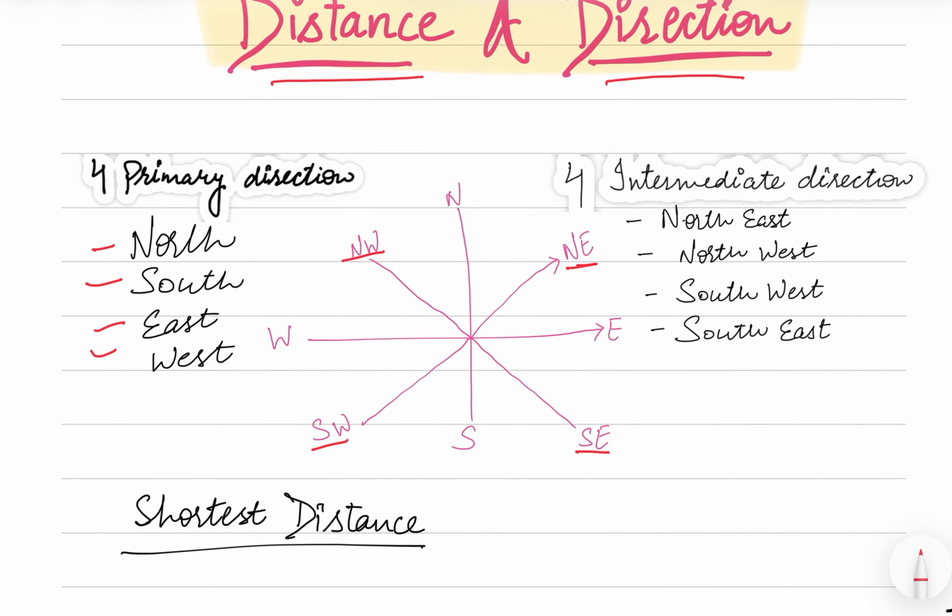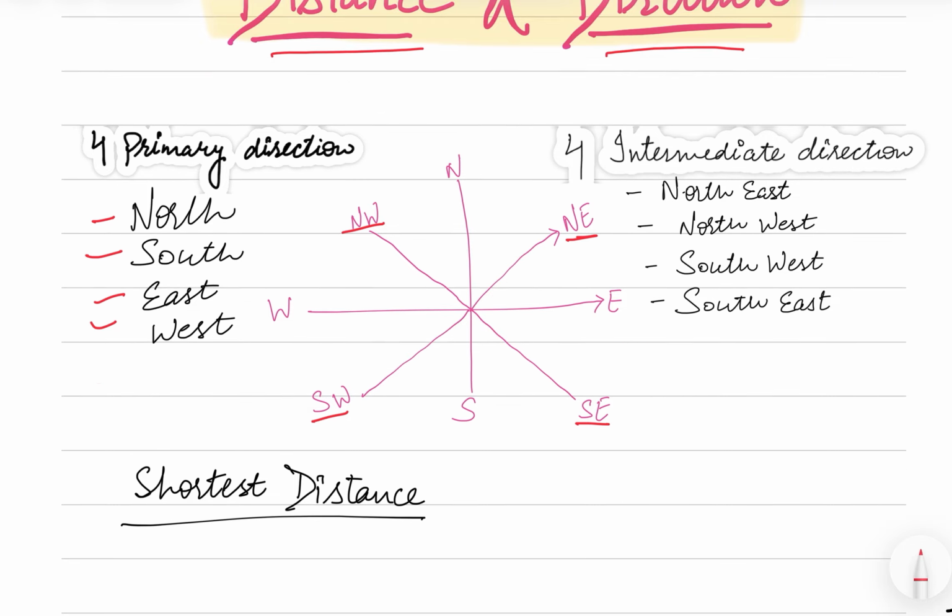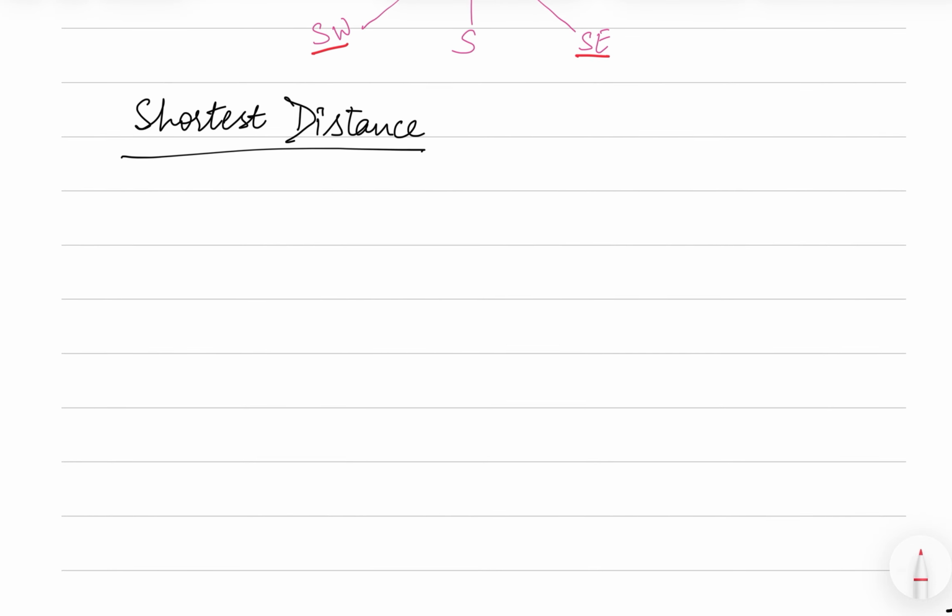Now, if we have to find out the shortest distance between 2 points, suppose a person A walks 3 meters in the north direction and towards the east 4 meters, and we have to find out the shortest distance between these 2 points. This is point B, and we have point C. The shortest distance will be BC.